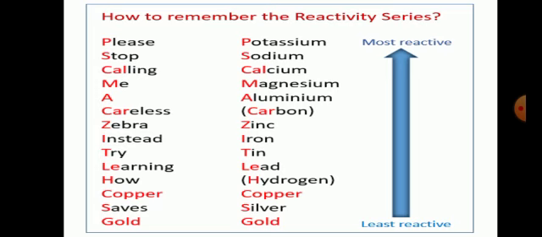Now you can see this reactivity series of metals. You can see there is an arrow, so it goes up. At the top you have the most reactive metals, and at the bottom you have the least reactive metals. You can observe here that potassium is more reactive than sodium, sodium is more reactive than calcium, and calcium is more reactive than magnesium. But zinc is more reactive than gold. Fine. So this is your reactivity series, and I have given here how to remember it.